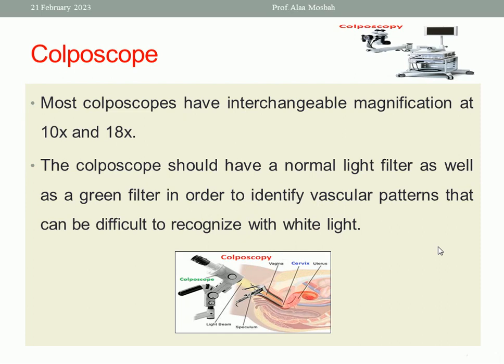Most colposcopes have interchangeable magnification at 10x and 18x. The colposcope should have a normal light filter as well as a green filter. Why a green filter? It is very important to identify vascular patterns that can be difficult to recognize with white light.